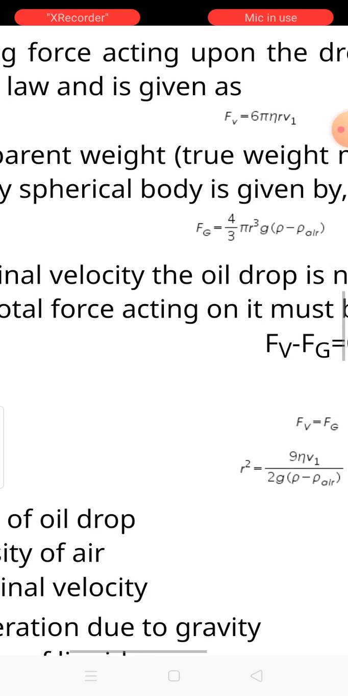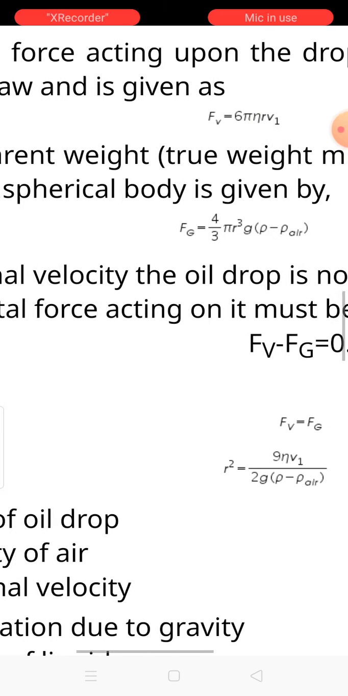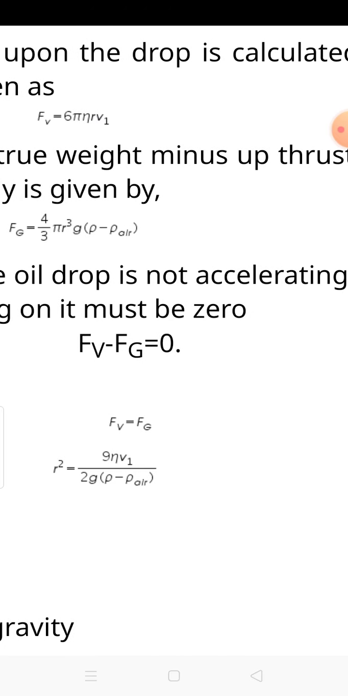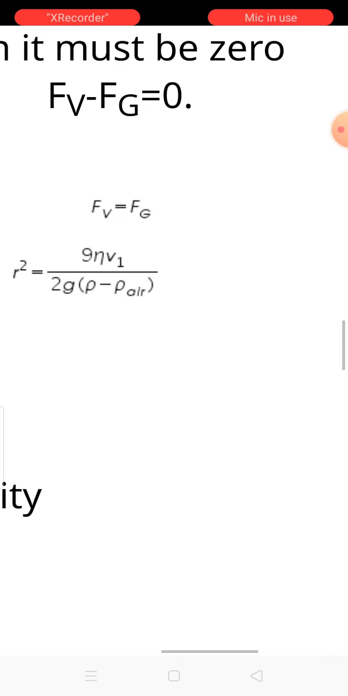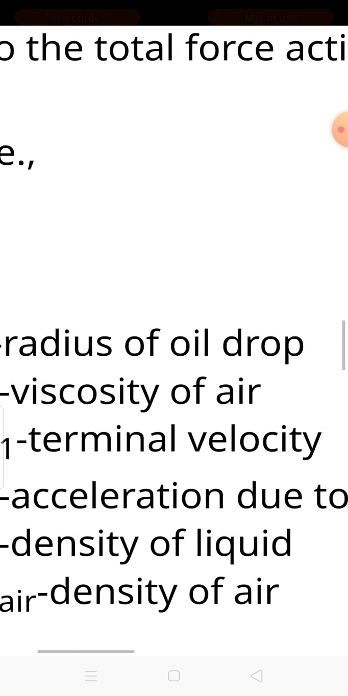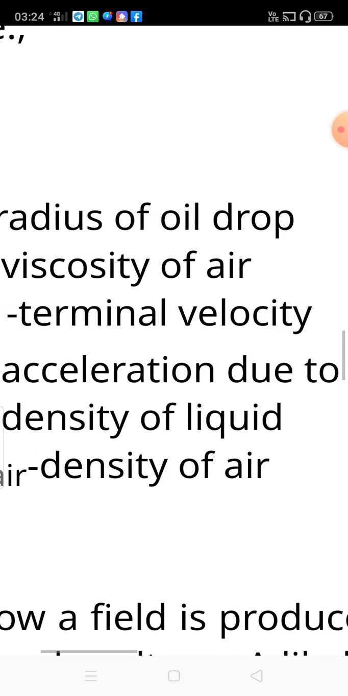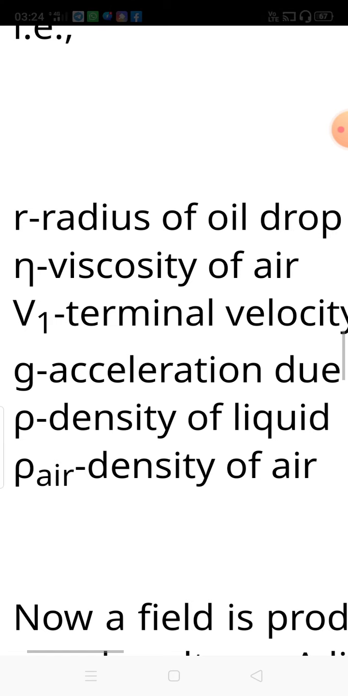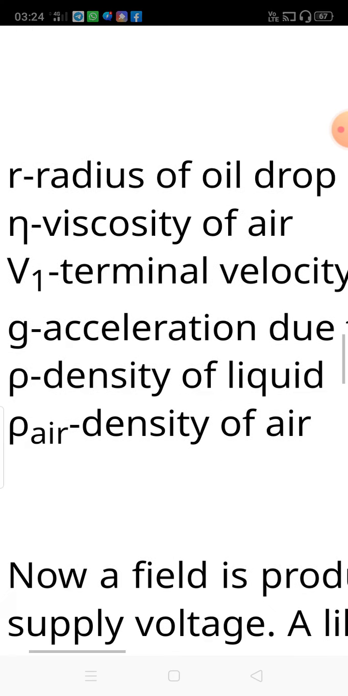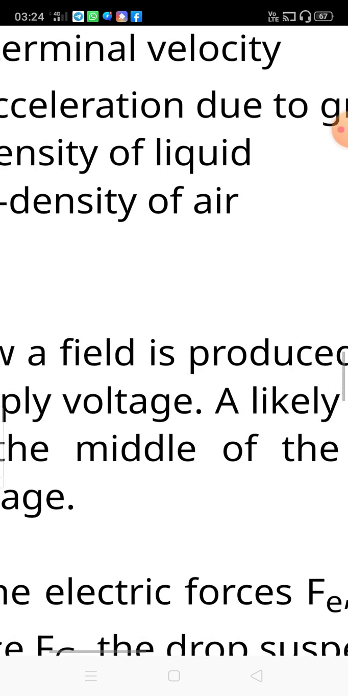Then at terminal velocity, the oil drop is not accelerating, and so the total force acting on it must be 0. Therefore Fb − Fg = 0, so Fb = Fg, and we get r² = 9ηv1 / 2g(ρ − ρ_air). Here r is the radius of the oil drop, η is the viscosity of the air, v1 is the terminal velocity, and g is the acceleration due to gravity, 9.8 meters per second squared. ρ is the density of the liquid, which is fixed, and ρ_air is the density of the air, which is also fixed.